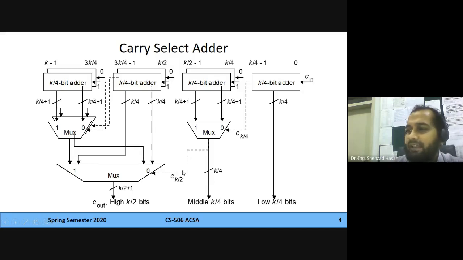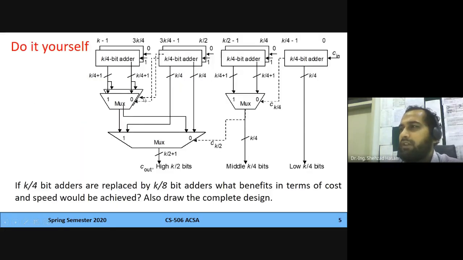So I have left that as an exercise, so you can do that yourself. For that, you need to have a proper understanding of that. So if k by 4 bit adders are replaced by k by 8 bit adders, what benefits in terms of cost? Obviously, there is no benefit in terms of cost, because you are going to incur more cost in this case. You're adding more adders, even though k by 8 is half of that, but there are going to be more adders added to it, more multiplexers added to it. Speed obviously is an advantage, because you are going to do it much quicker, right?